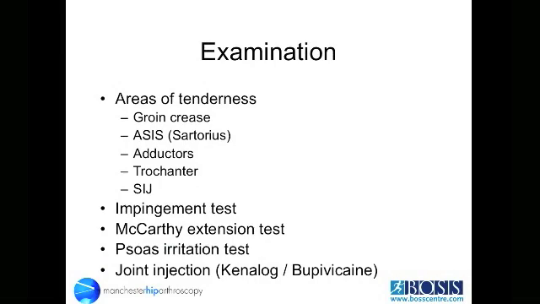When you do an examination of a hip patient, you must do a thorough soft tissue examination. Look in the areas of the groin, the insertion of sartorius at the anterior superior iliac spine, the insertion of the adductors, the trochanteric area, and the sacroiliac joint. I always do a hip impingement test, i.e. flex the hip right up with internal rotation and adduction, and also the McCarthy extension test looking for psoas irritation. If necessary, I'll even consider doing a joint injection using either pure local anesthetic or in combination with steroid.